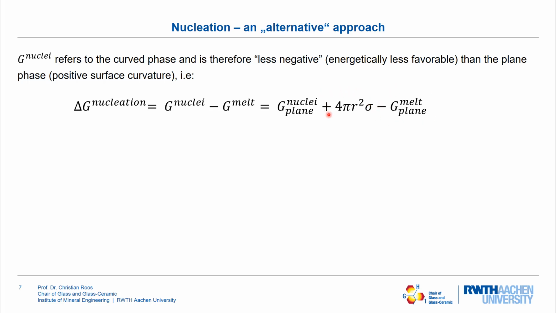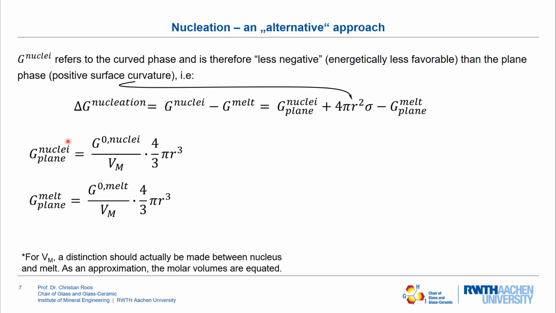But there is this energetic, I would like to say, penalty for the nuclei because the face is not plane, it's curved. And this then comes back to the area of the curvature, which is, in case of a sphere, 4πr² times the surface tension. So this is the energetical penalty that the nuclei has to take because of this positive surface curvature.